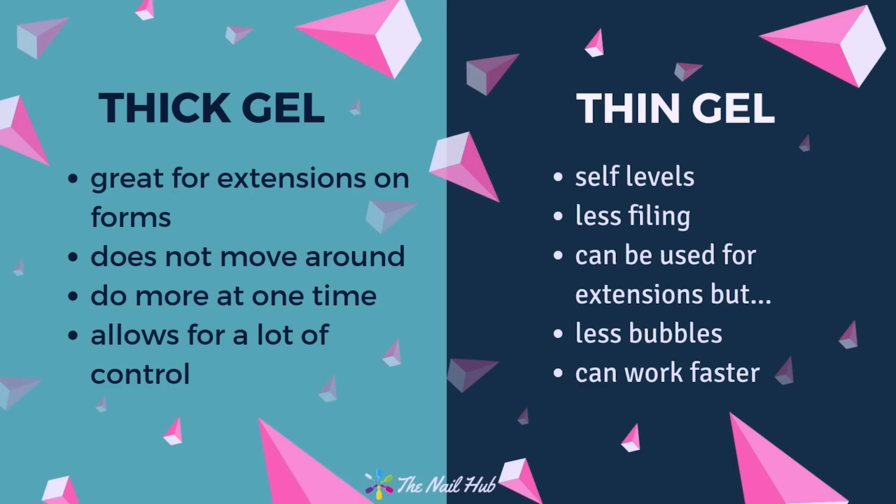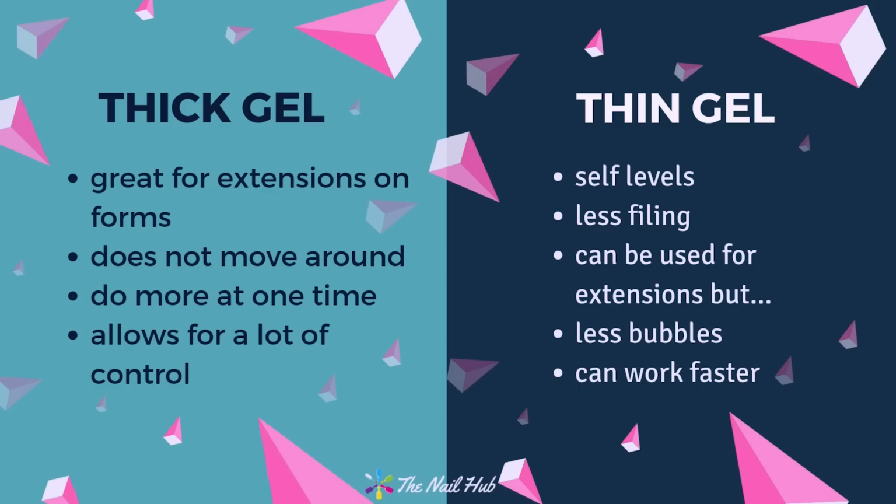Okay, thin gel. Thin gel has the advantage of self-leveling, which means that it gets smooth by itself, which also means less filing, because if the nail gets smooth on its own, then we don't have to file the surface to get it perfectly smooth. It can also be used for extensions, but because this type of gel does move around, I would recommend using a thin gel for extensions only if you're experienced and able to apply gel really quickly. You can use thin gel on one finger at a time for extensions, but you're going to want to flash cure in between those nails.